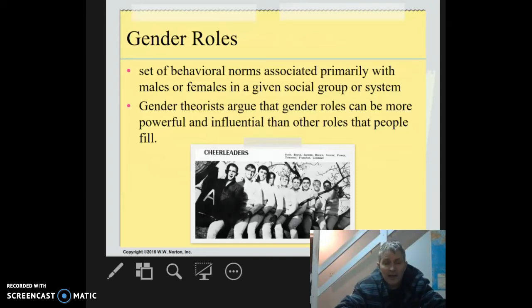Or did you have a family situation, which is uncommon, but is becoming more common, where your parents tried to socialize you as little as possible in reference to your gender role over the course of your life? Gender theorists argue that gender roles can be more powerful and influential than other roles that people fill, mostly because this is one of the first things that you learn to be.